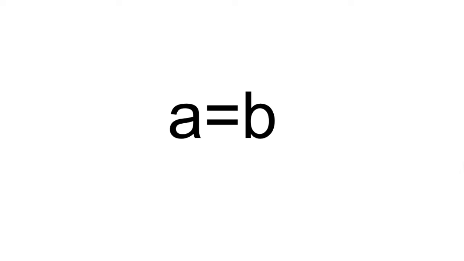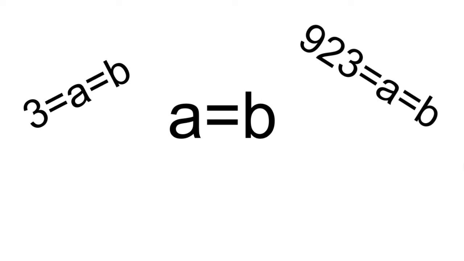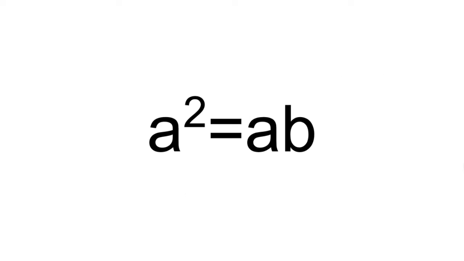Let's say that A is equal to B. We don't know what A and B are. They could both be 3, they could both be 923. Now let's multiply both sides of the equation by A. Now we have A squared equals AB. This equation is still true because we did the same thing to both sides of the equation.